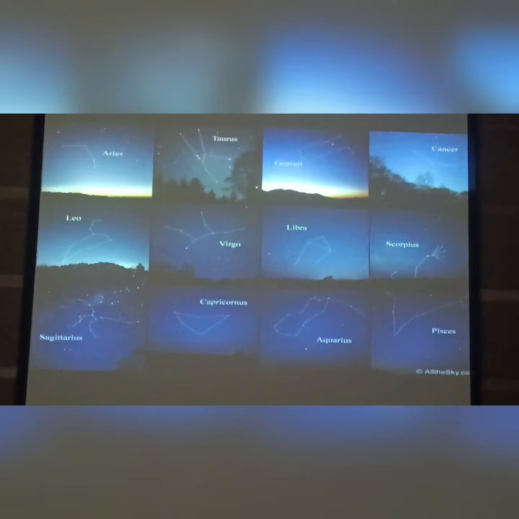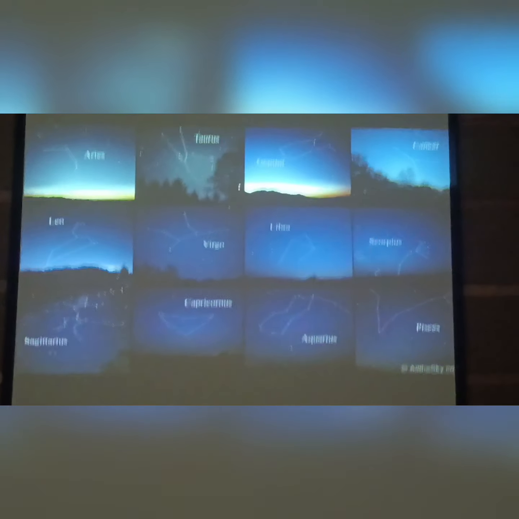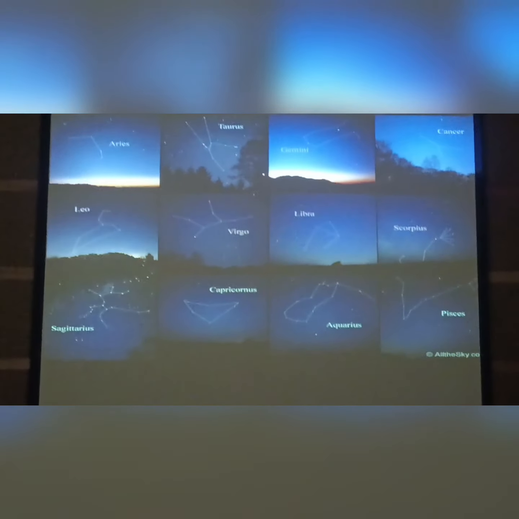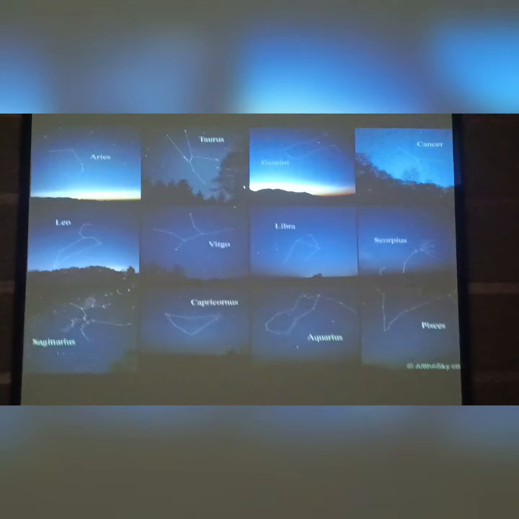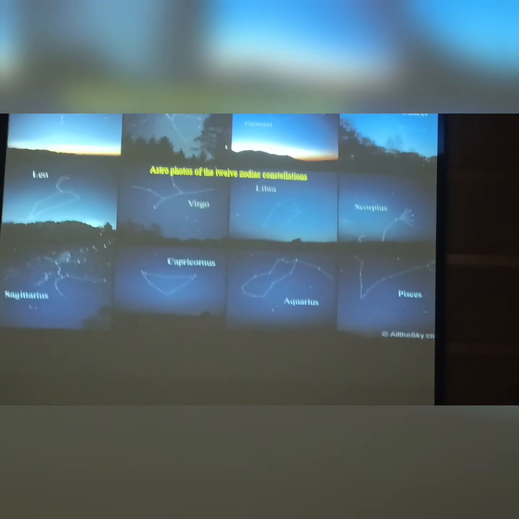So if we look on the skies, we have these constellations of the zodiac. Leo, Virgo, Libra, and so on, Capricorn. These are astrophotos of the 12 zodiac constellations.